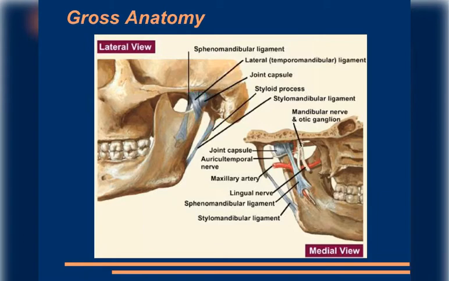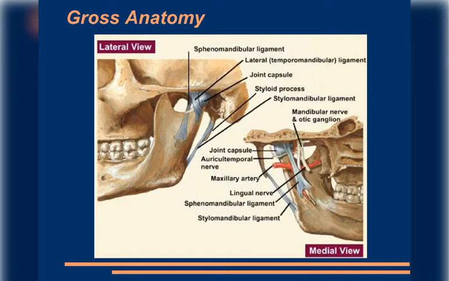There are other ligaments that provide support as well. These include the stylomandibular ligament, extending from the styloid process and inserting in the angle of the mandible area. There is also a sphenomandibular ligament, which is here. You can see it better from the inside.